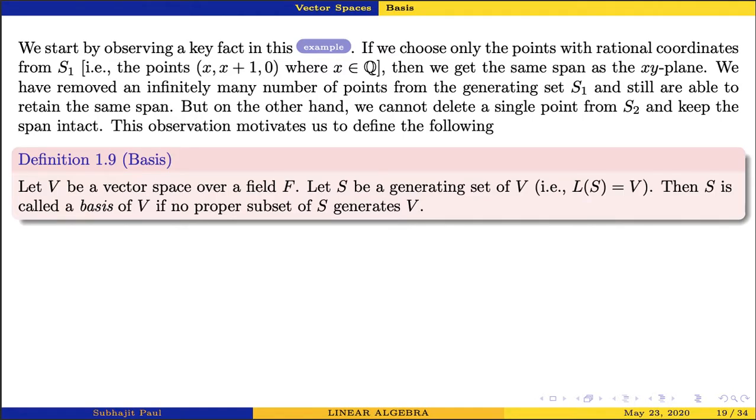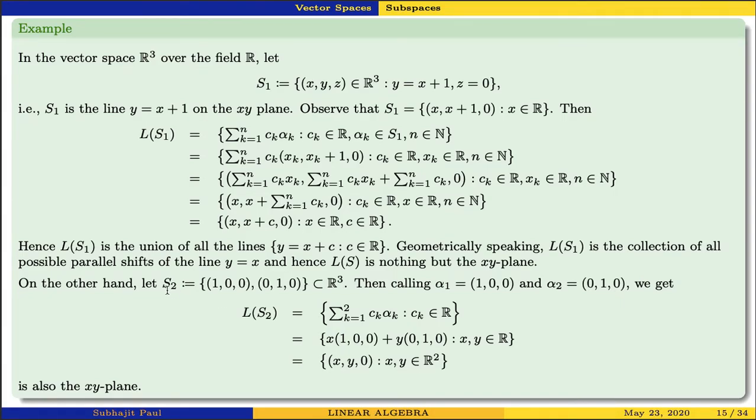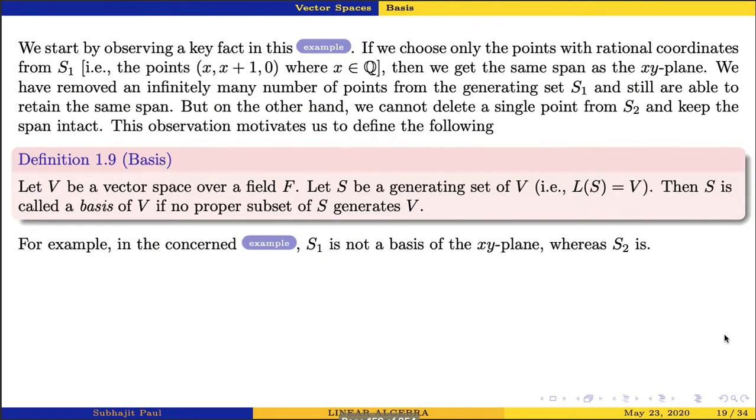So adopting the subspace in our discussion was just for the motivation purpose, but we are doing this entire thing for a total vector space only. Okay, so here we move from subspace to vector space, and we do not lose anything because the entire space is a subspace of itself. Okay, so a basis is the smallest generating set. For example, in the last example, S1 was not a basis. This entire line was not a basis, but S2 was definitely so.